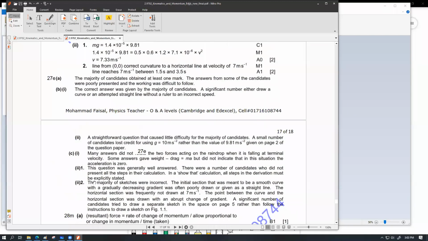Okay. The majority of the sketches were incorrect. The initial portion that was meant to be a smooth curve with a gradually decreasing gradient was often poorly drawn or given as a straight line. The horizontal section was frequently not drawn as 7 meters per second. The point between the curve and the horizontal section was drawn with an abrupt change of gradient or a kink in the graph. A significant number of candidates tried to show a separate sketch in the space, rather than follow the instruction to draw the sketch in figure 1.1.